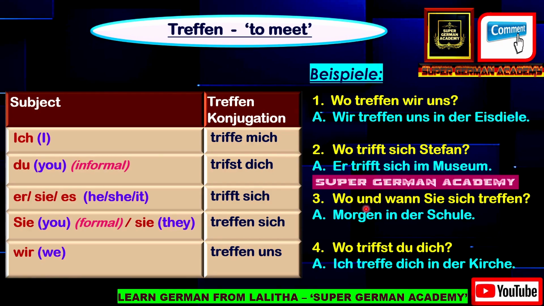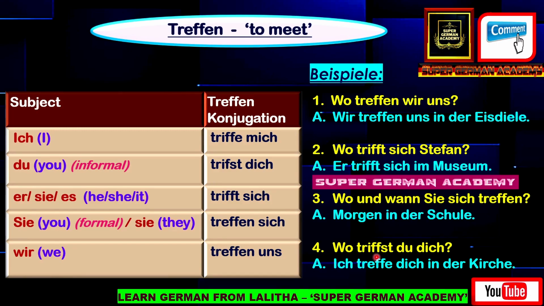Third one, wo und wann treffen Sie sich? Wo und wann means where and when do you meet? Here, S is capital letter, that is formal you. So, wo und wann treffen Sie sich means where and when do you meet? Morgen in der Schule, tomorrow in the school.